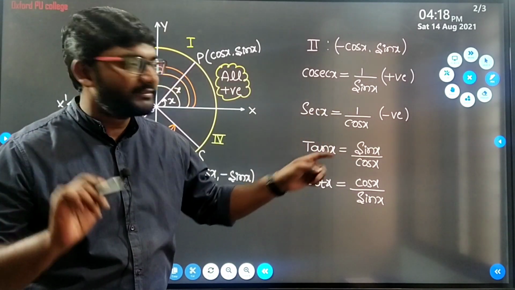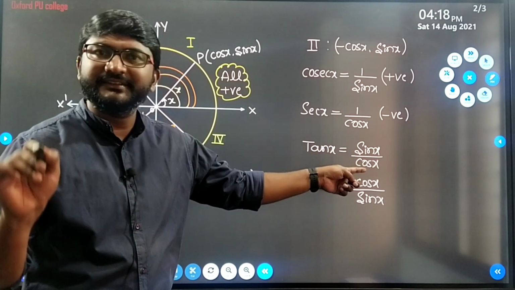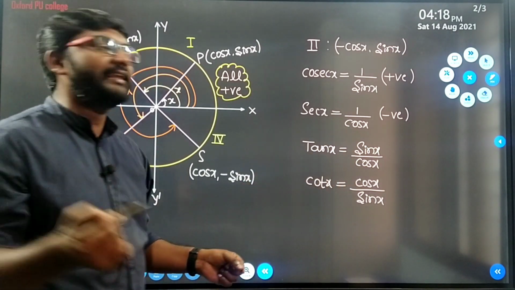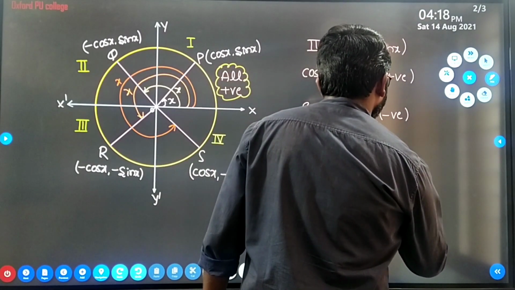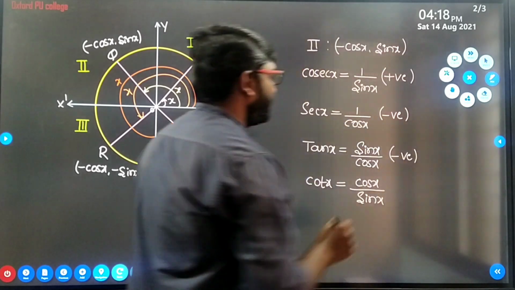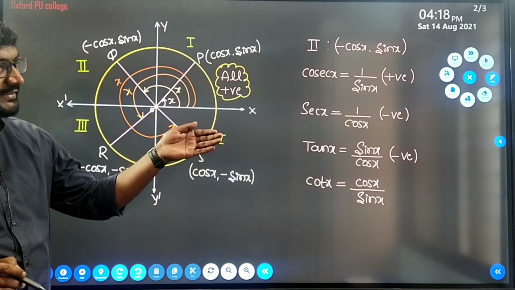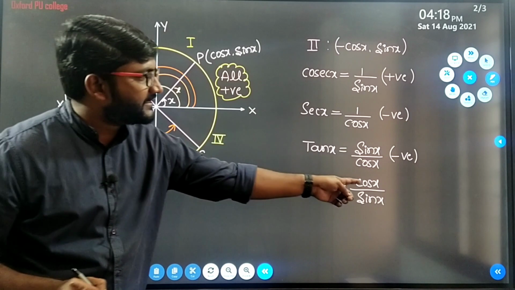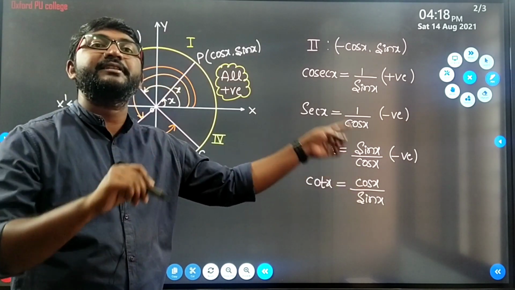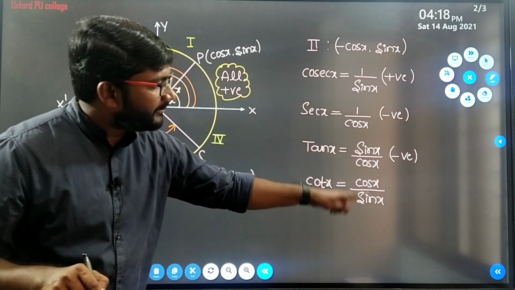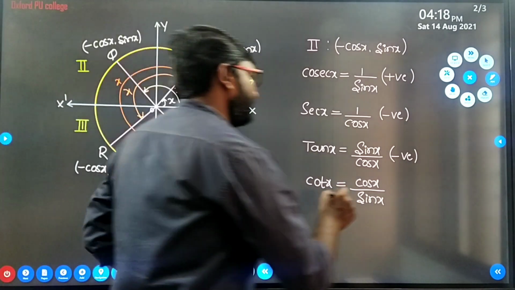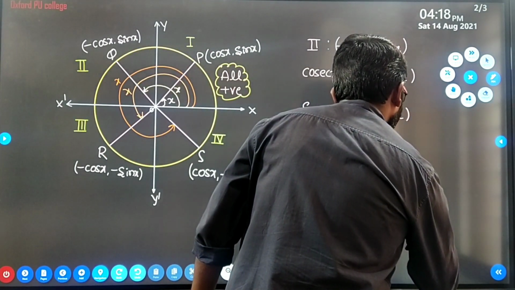In the second quadrant, sin x is positive and cos x is negative. Positive by negative, it will be negative. Now take cot x. It is cos x by sin x. Cos x in the numerator is negative in the second quadrant, so negative by positive, it will be negative.